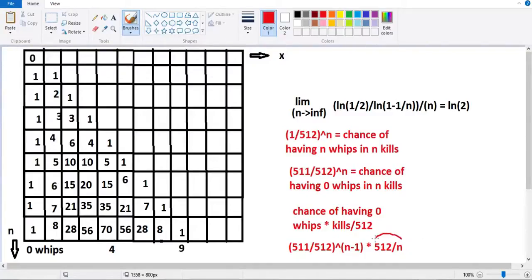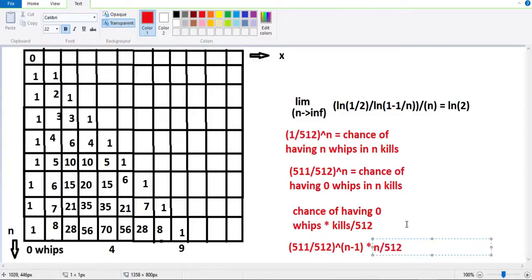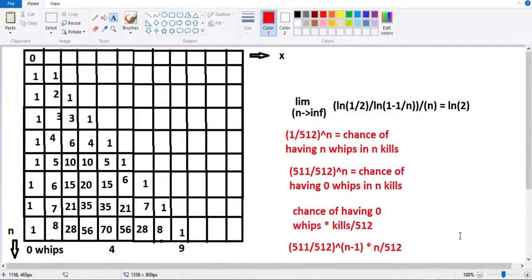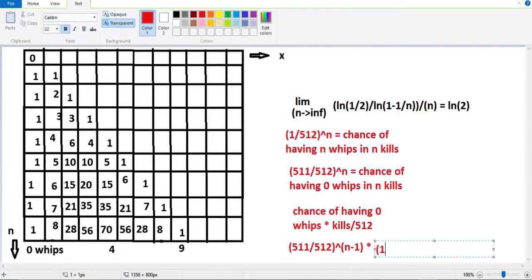Yeah, I wrote this the wrong way. I meant to do divide, but since I did times, I'm just going to exchange these. Okay. So, and then you want the chance of getting a whip, which is 1 in 512. This might be a bit too confusing, so I'm going to actually write it as 1 in 512. Just to the 1. Okay, and then times n.